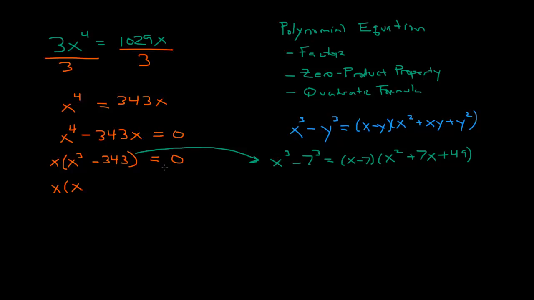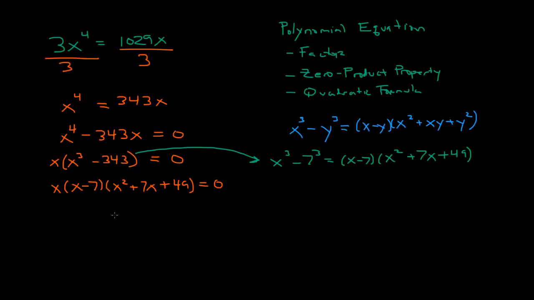There's also a formula for the sum of two cubes. But here we have a difference because it's a negative sign. Okay, so let's just substitute in: x times x minus 7 times x squared plus 7x plus 49 equals 0.